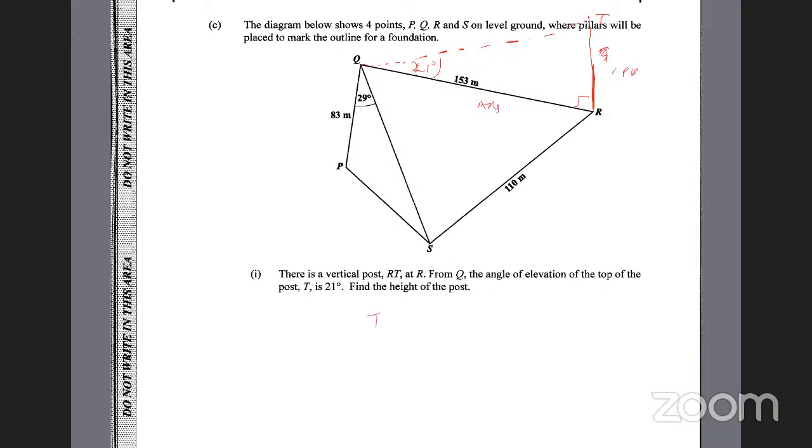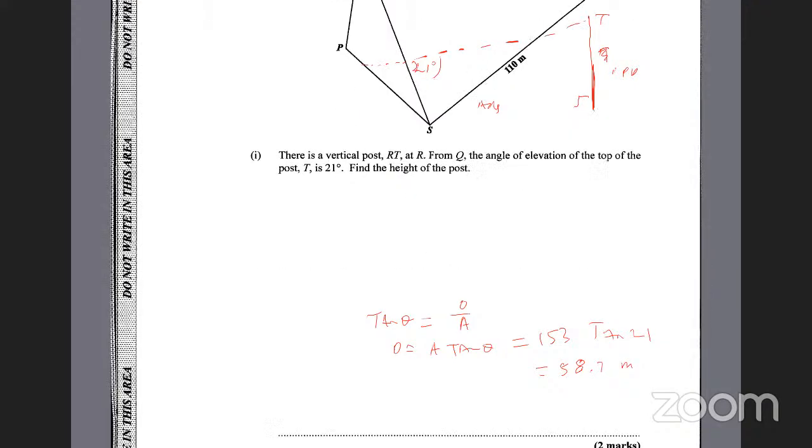So you're using tan. Tan theta is opposite over adjacent. So opposite is equal to adjacent times tan theta. So adjacent is 153 tan 21. 153 tan 21. Right, so I get approximately 58.7, right? 58.7.